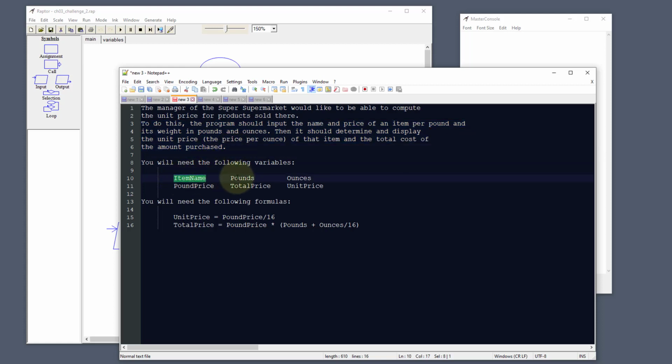And we're going to need these variables. We're going to need item name, pounds, ounces, pound price, total price, and unit price.